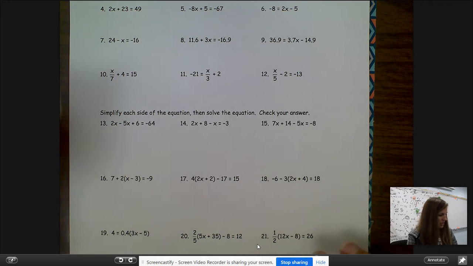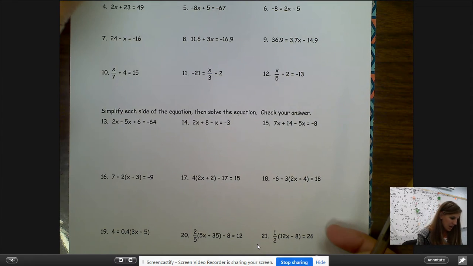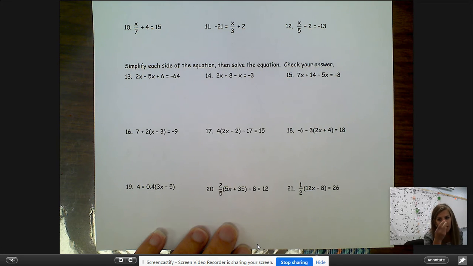Hey guys, so I'm going to do a couple more solving multi-step equations. I just have a bunch of examples here that I'm going to go through so you can see the process and hear me say it over and over again.